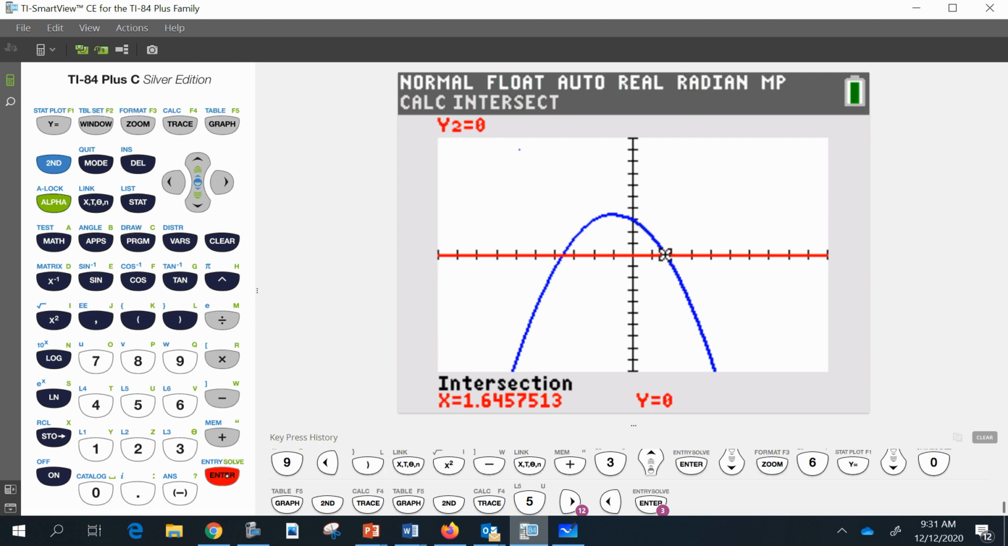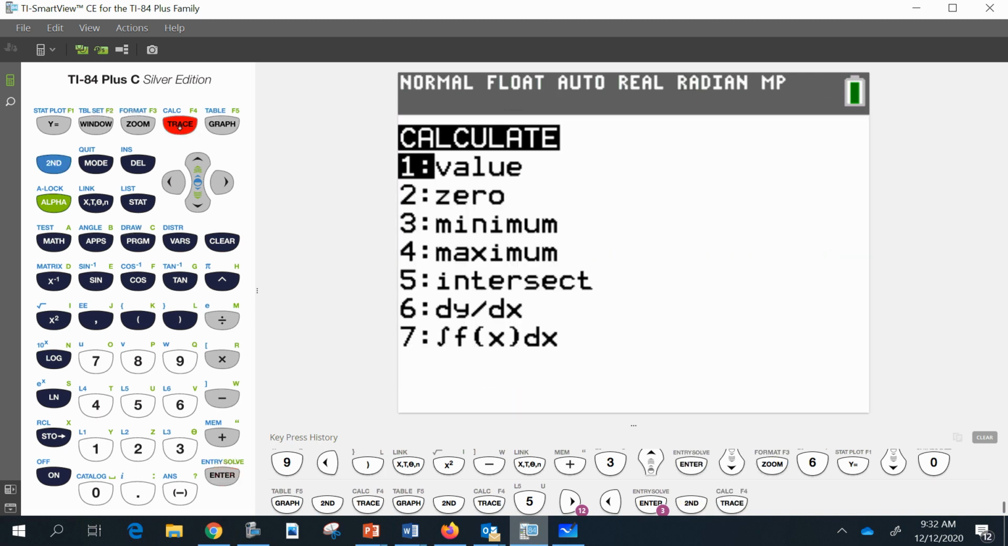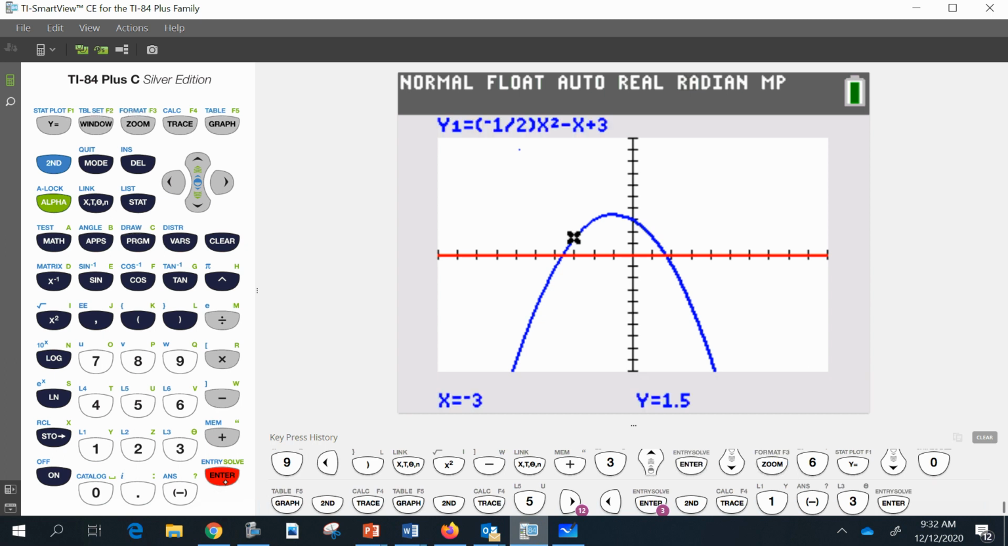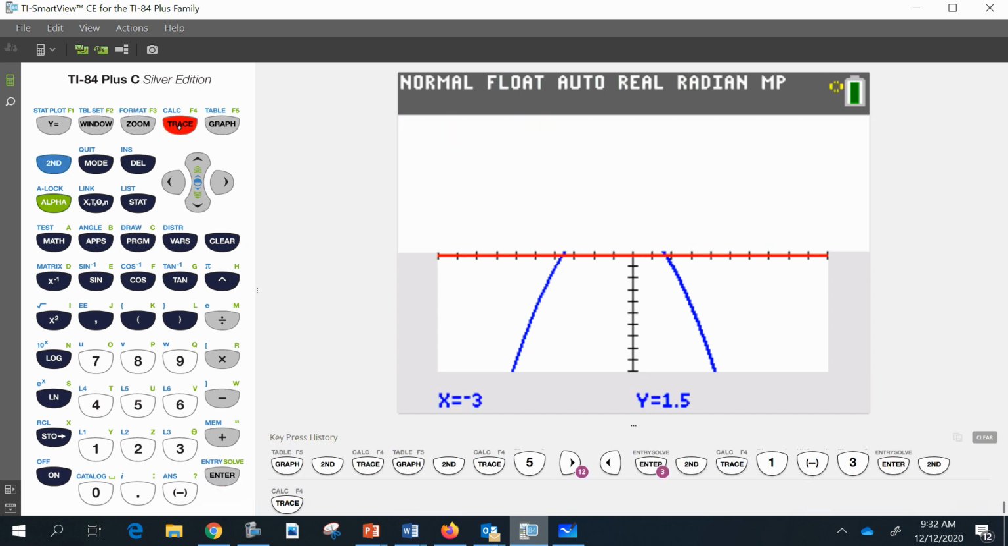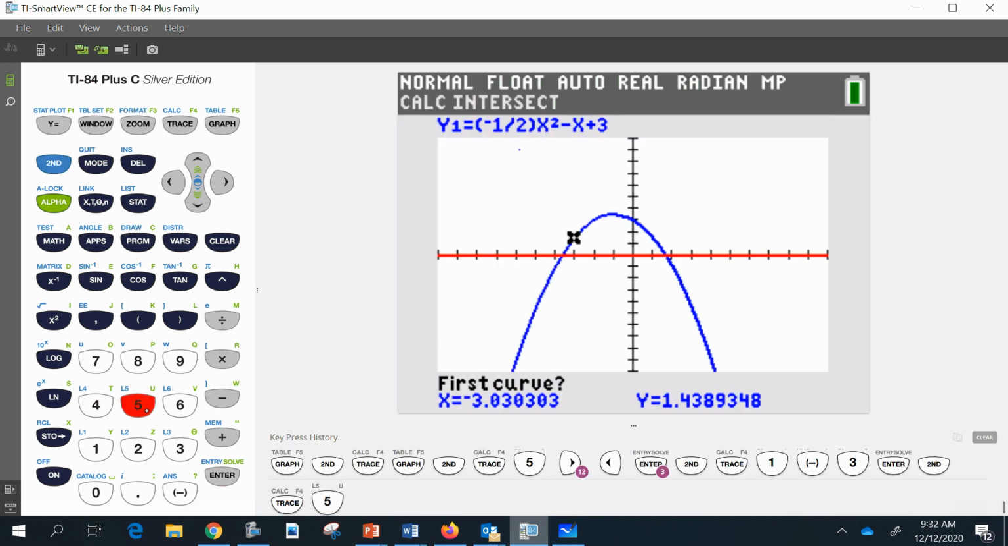So let's go ahead and do second trace again, and let's find that other intersection. Now, my calculator is painfully slow, so I'm going to cheat a little bit and get there a little bit quicker. Okay, second trace, go to intersect, and then move your cursor over to that other intersection, and when you're ready, we're going to hit enter, enter, enter, and here comes the second solution, negative 3.645.